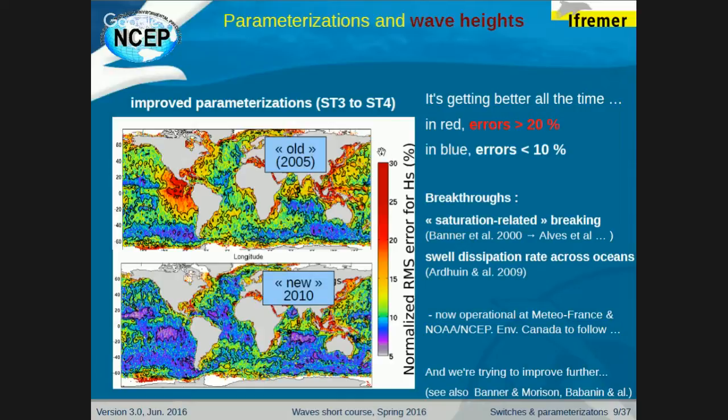This is what I was showing you yesterday, the difference between the old version of the ECMWF parameterization, old meaning 2005, and our ST4, so the Ardhuin parameterizations. That's a map of error against the altimeter. So again, below 10% it's blue. And then most of the errors in coastal areas are between 10 and 20% for the wave height. So wave height, of course, is only one parameter, and the issue is that we don't have so much data about other parameters.